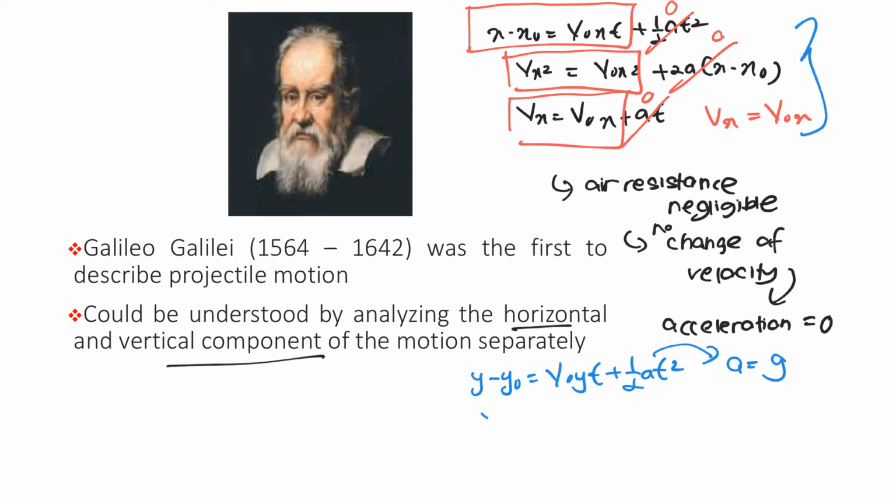Then you are going to have v y squared equals v naught y squared plus 2a (y minus y naught), and the last formula is v y equals v naught y plus a t. Make sure that you use subscripts x and y to differentiate between the x component and y component, to avoid confusion.